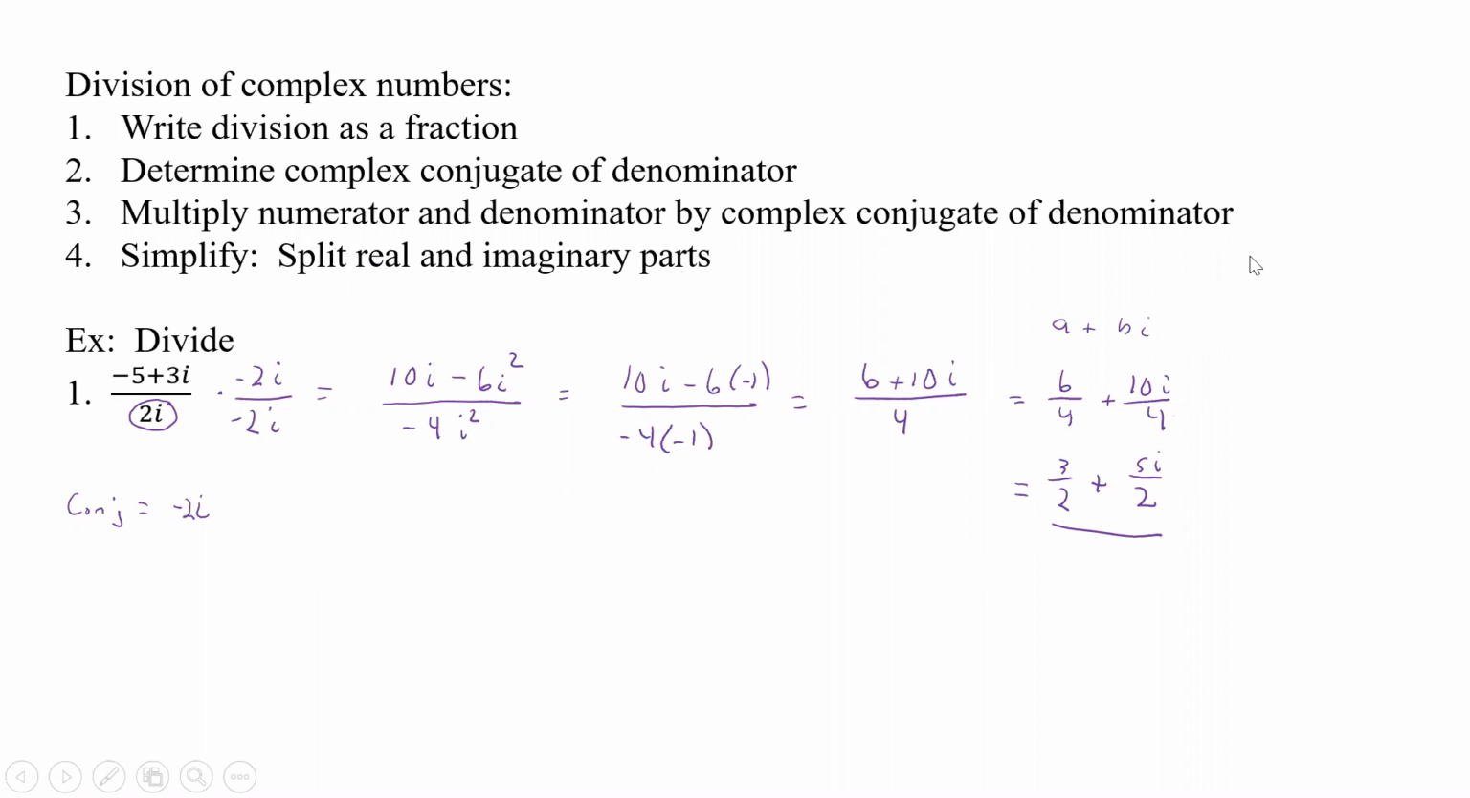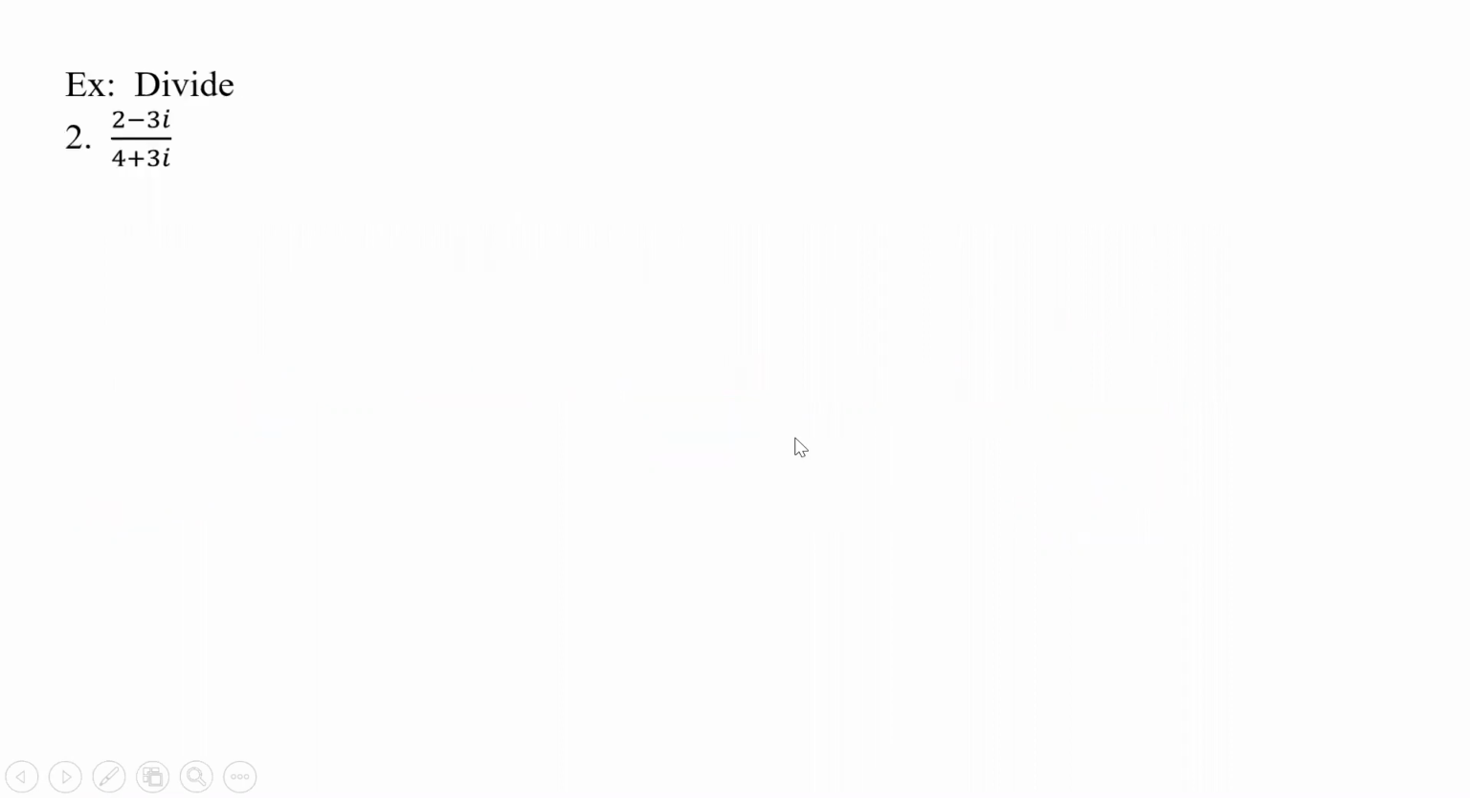Okay, and again, the key thing is finding your conjugate first, which in this case is the negative 2i, multiply the numerator and denominator by it, and so we use our multiplication rules. And then after that, we simplify by getting rid of our i squared by changing it to a negative 1, and then just keep reducing down until we have our a plus bi form and reduced any fractions that need to be reduced. So let's look at another example.